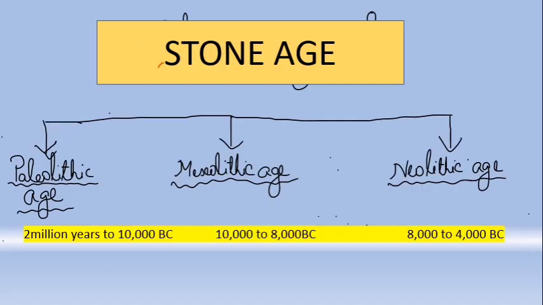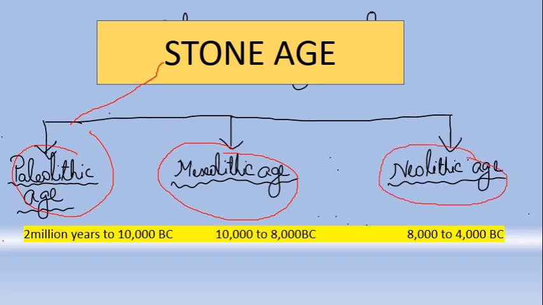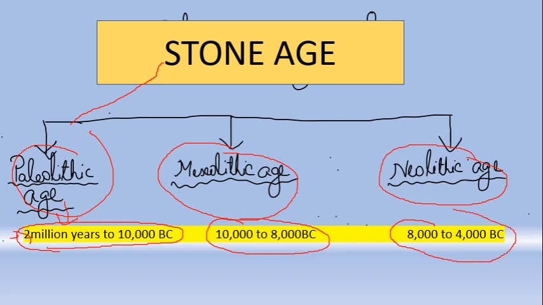Stone Age. The Stone Age is divided into three types. One, we have the Paleolithic Age. Second, we have the Mesolithic Age, and third, we have the Neolithic Age. These are the three stages. First stage, we have the Paleolithics. It starts from 2 million years to 10,000 BC. The second, the Mesolithic Age, has the time period of 10,000 to 8,000 BC, and third, the Neolithic Age, has the time period of 8,000 to 4,000 BC.